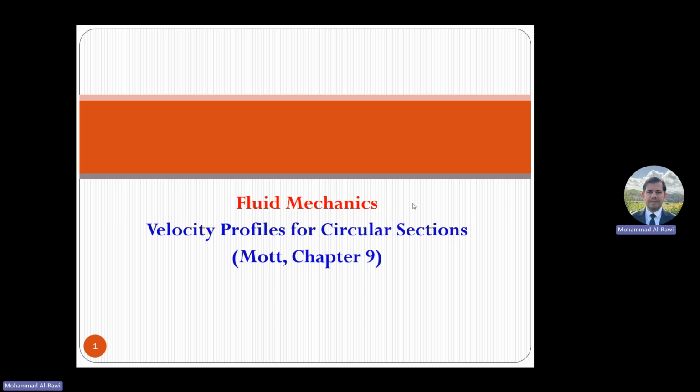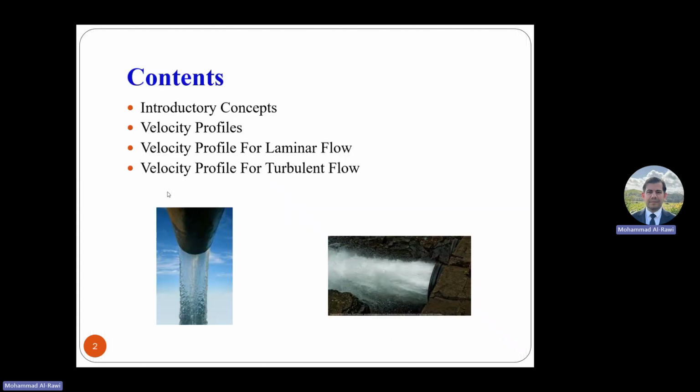Hi. So we go and describe this other chapter, chapter 9, which is velocity profile for circular sections. And the reason I used to call it average velocity is that it is what we need to consider in calculating Reynolds number. I will explain that in the following presentation.